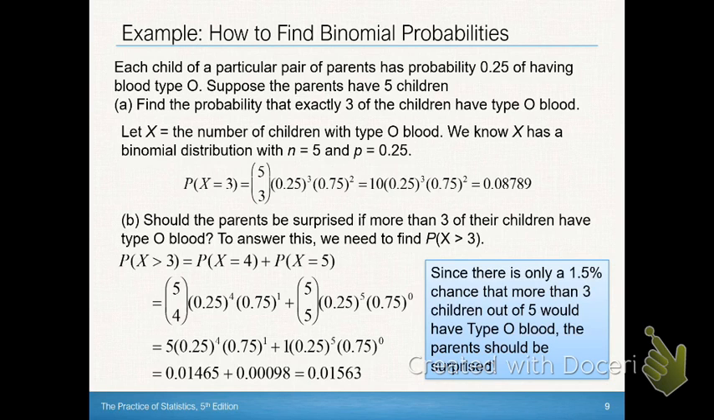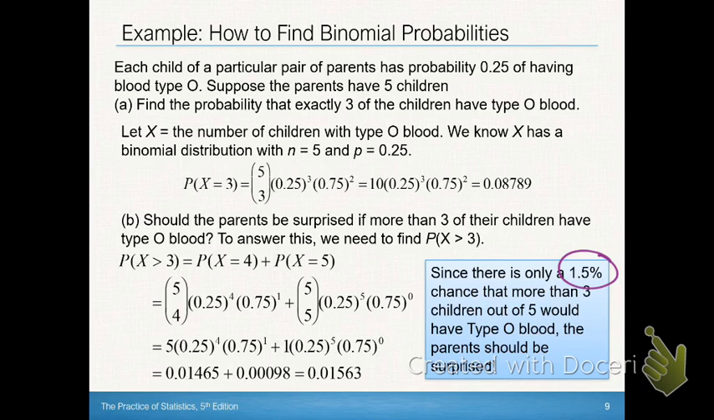Now, the second part of the question for part B is, should they be surprised? Remember that we have a rule for this, and you don't really get to determine whether or not you're surprised. The rule is, if it happens less than 5% of the time, that's surprising. It's statistically significant. It's unusual. It is convincing evidence. Those are things we use interchangeably for surprised. So since there's a 1.5% chance of them having more than 3 kids with type O blood, that would be surprising because 1.5 is less than 5%.